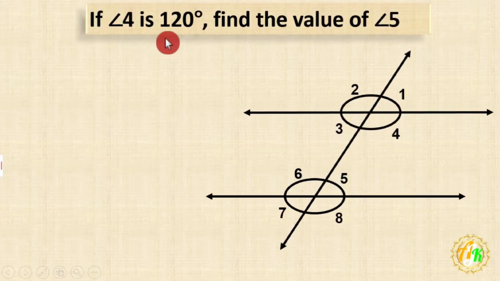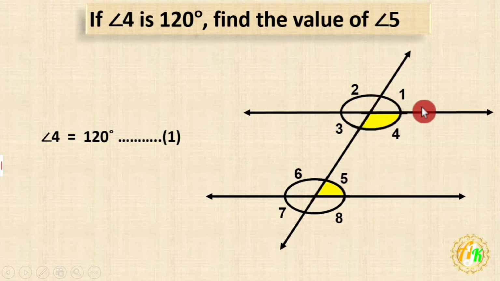Next question, if angle 4 is 120 degree, find the value of angle 5. Angle 4 is given, while angle 5 we have to find, they are interior angles. Now just write down first, but we have given angle 4 is equal to 120 degree. Now angle 4 and angle 5 are interior angles, as they lie on the same side of the transversal line.